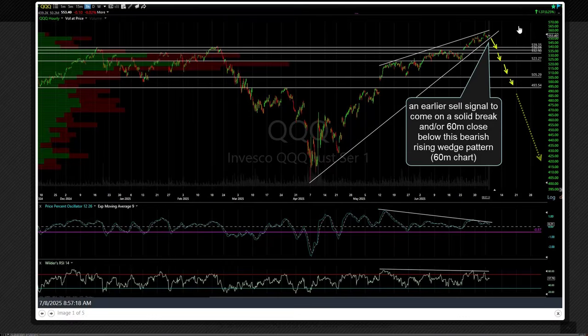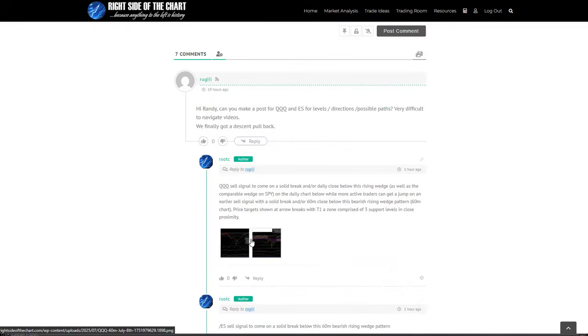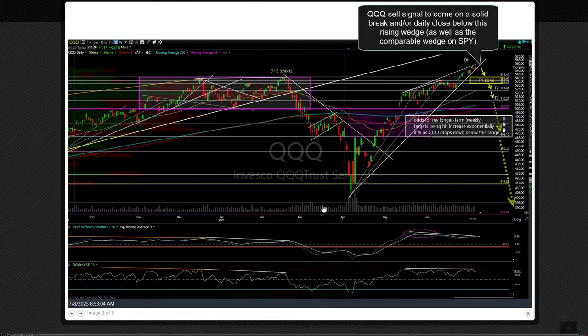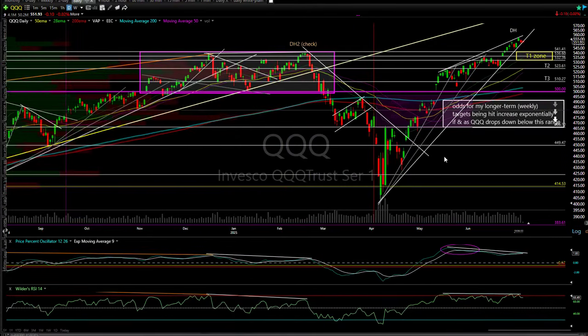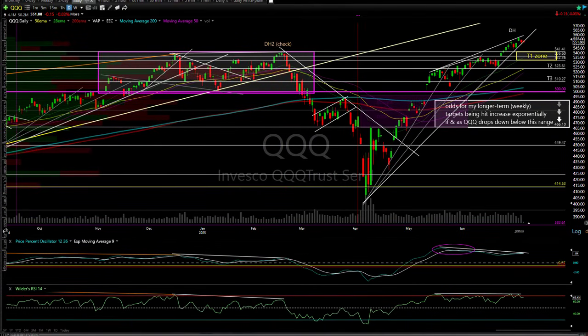Either way, you can see I have a confluence of support levels in very close proximity. That's what I will call a target zone. So that's it. I'm going to show you the notes that I made on the daily chart. Let me pull a live chart. I just made them this morning, so there's no change there. Again, this is what it looks like.